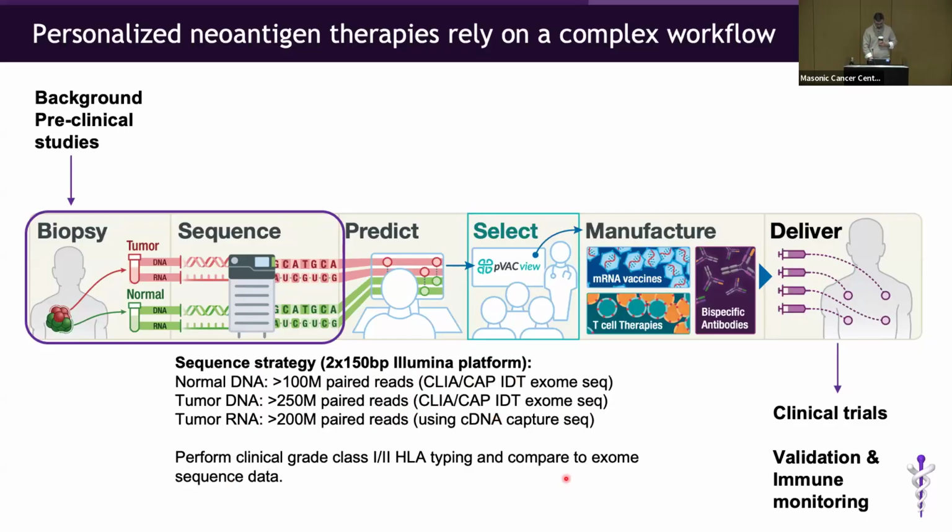In parallel, we also perform clinical grade class 1 and class 2 HLA typing. And then we also analyze the sequence data to get the HLA typing, and then we compare those results, both as a sanity check and QC measure, but also in some cases to identify discrepancies for some of the less well characterized HLA alleles.